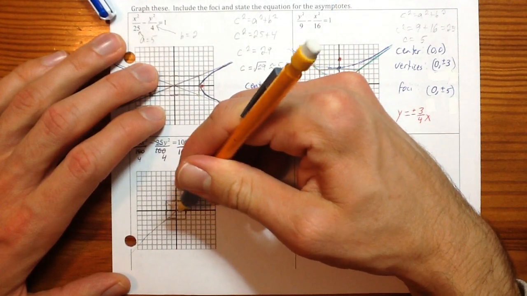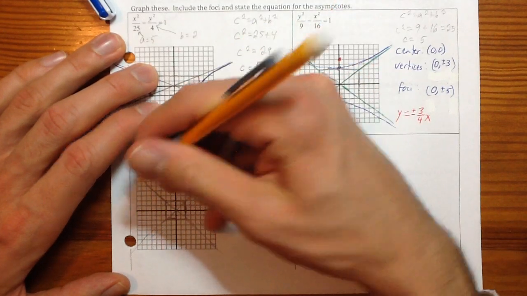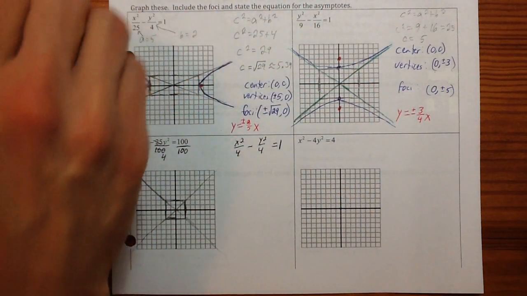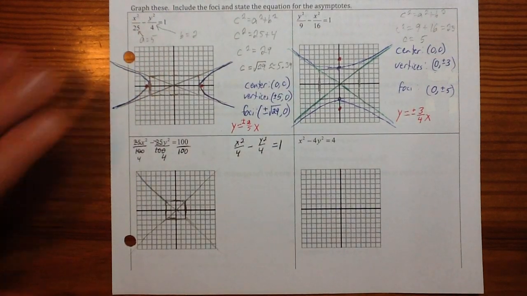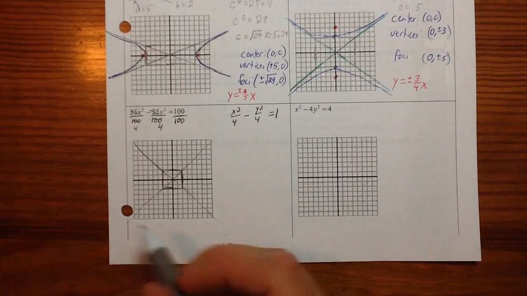There's one asymptote. There's the other. When you're drawing your actual hyperbola, don't you cross those things. Don't you do it. You know what I feel like doing right now? I feel like jumping to the end. Y equals what? What are the equations of these lines?